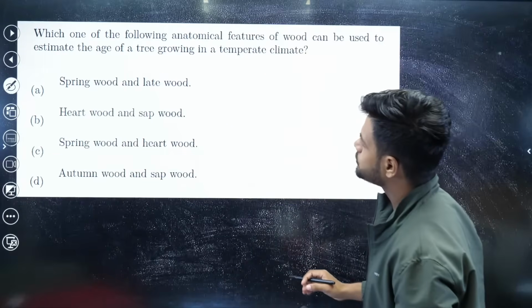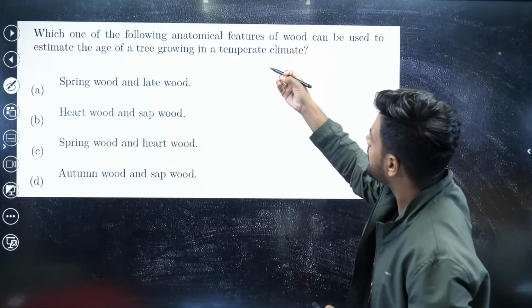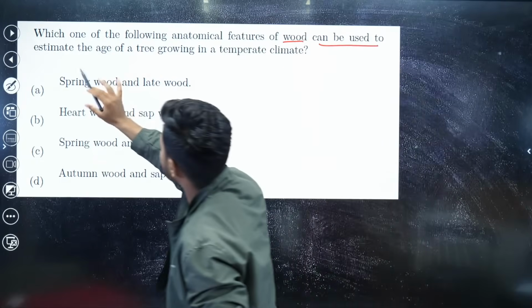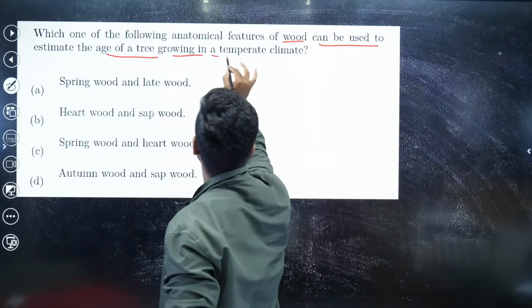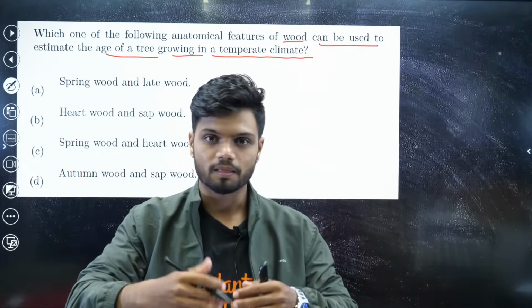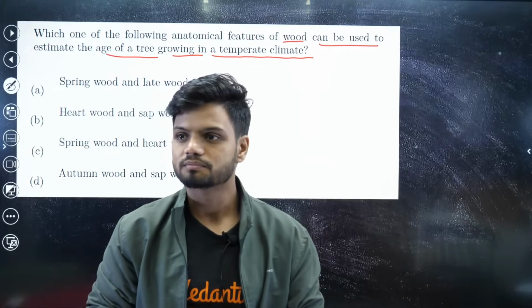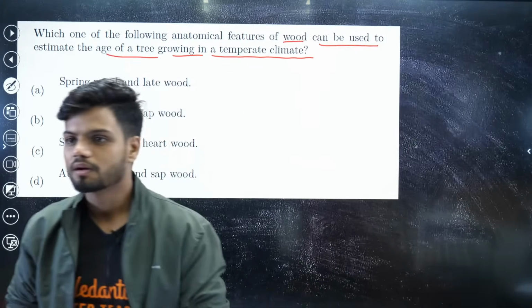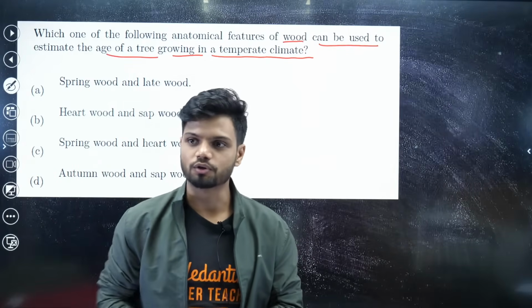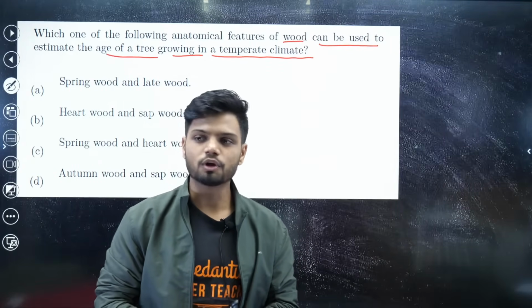Okay. Next question. Which of the following anatomical features of wood can be used to estimate the age of a tree growing in the temperate climates? See, all of you know how to tell the age of a tree? Does anyone know how to tell the age of a tree? If you look at the leaf, you'll get to know. No.